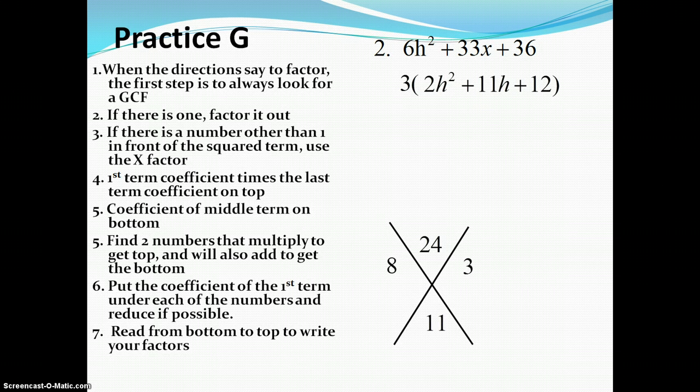I look for two numbers that multiply to get 24 and add to 11. Well, that's 8 times 3. I bring down the 2 and put them underneath each one, and then I reduce it. And so now those are my factors. The 3 comes down, and I end up with h plus 4, and then it's going to be 2h plus 3.